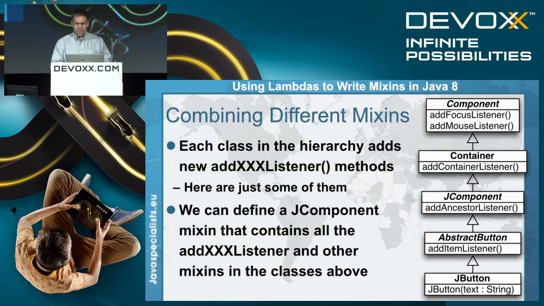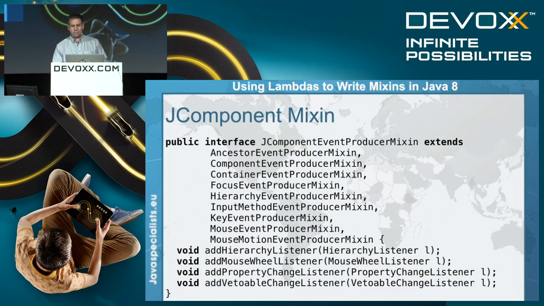So what we can do is define a JComponent Mixin type that will give us access to all the XXL listeners in that Mixin and the classes above. So this is what my JComponent looks like. It's quite long now. Basically, this extends ancestor, component, container, focus, hierarchy, input, key, mouse motion, event producer Mixins. All of those. That's from JComponent, not the superclasses. So with any JComponent, you can have a mouse event, or a key event, or a focus event.